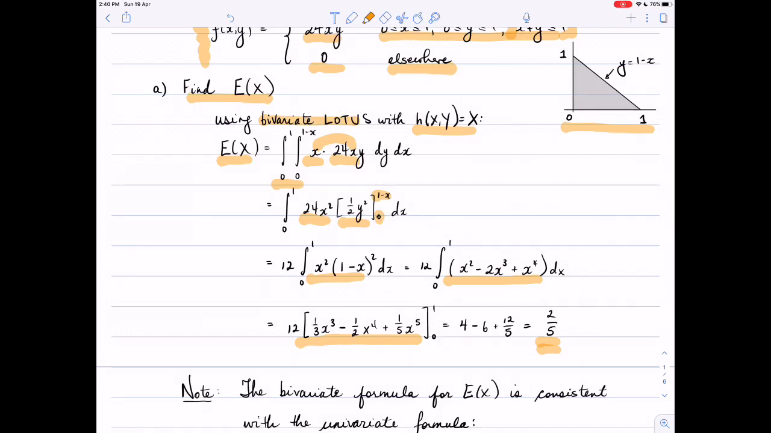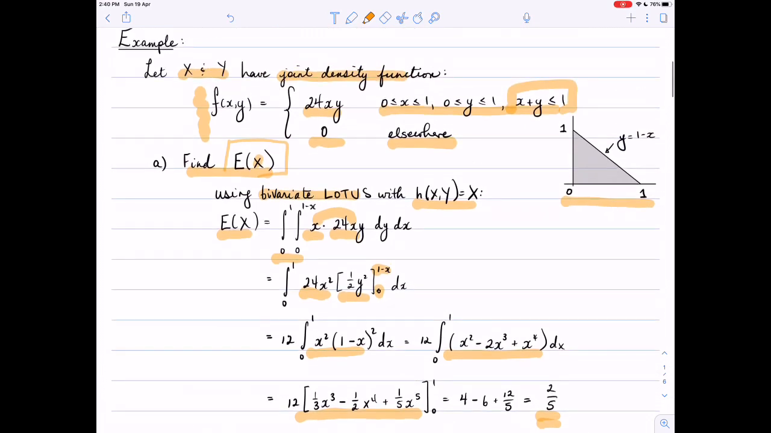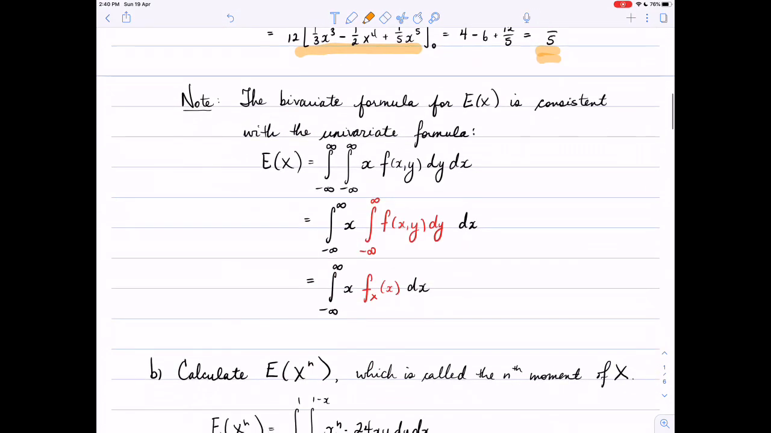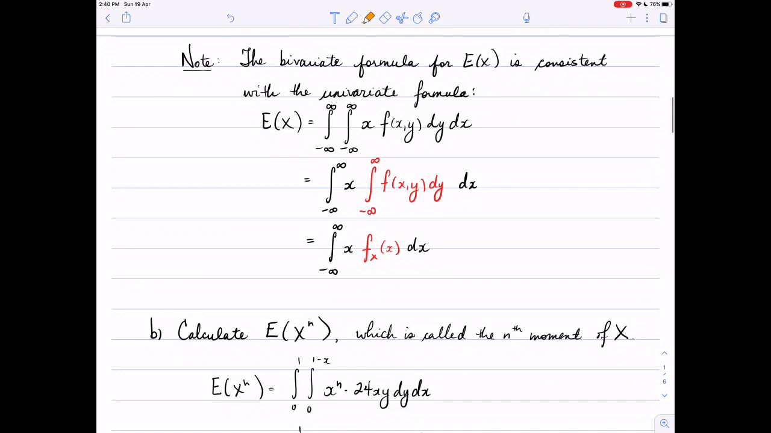2/5. So you might think, well, E of X sounds like something that you could do in a single variable case, right? This is just a single variable, and if I did not know that Y was out here, that these guys were jointly distributed, what would I do? Well, what if I use the single variable version of LOTUS? Would that have been consistent? And the answer is yes. The bivariate formula for the expected value is indeed consistent with the univariate formula.